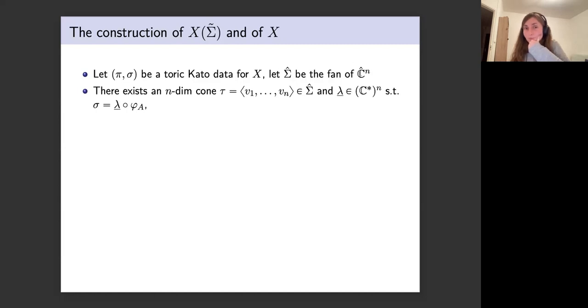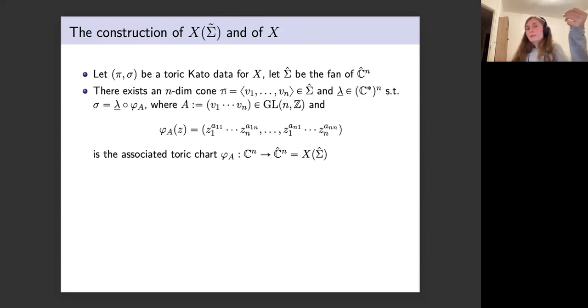So we start from this fan. Then we can show that because of this equivalence property that sigma satisfies, actually it has to have a very specific form. It cannot be anything. Namely, it will have to be the composition of one element, which I denoted by lambda underlined, which sits in the complex torus, times one of these affine charts of your toric variety Cn hat. And this affine chart will correspond, as I said, to one n-dimensional cone in your fan.